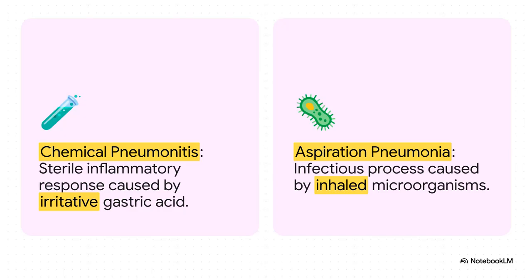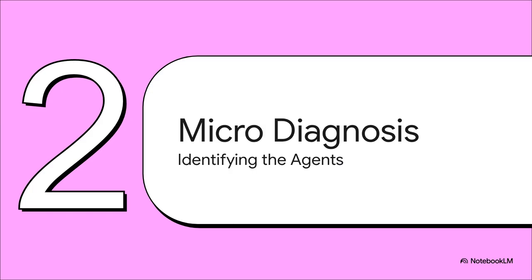And this, right here, this distinction is absolutely crucial. You've got chemical pneumonitis on one hand. That's a sterile inflammatory reaction, usually to stomach acid. It can often get better on its own. But on the other hand, you have aspiration pneumonia, which is a full-blown infection. It needs antibiotics. Getting this wrong means you're either blasting someone with unnecessary drugs or you're dangerously delaying treatment for a serious infection. All right, let's move on.